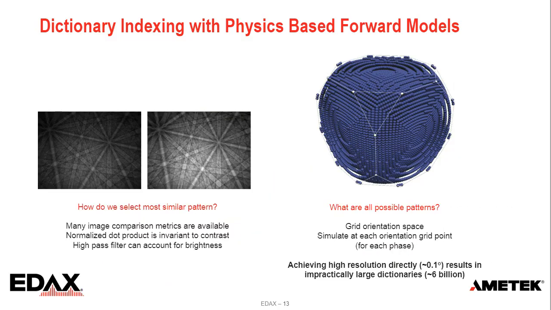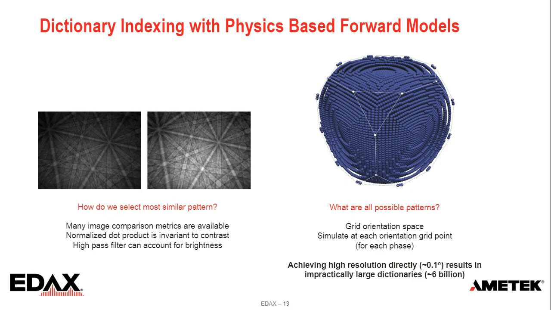So the answer to the first question is very simple. You just use some image comparison metric. You can use anything you want. In general, people have used normalized dot product for two reasons. One, it's really cheap, and you're going to have a lot of patterns to compare against, so you want something that's fast. And it's also invariant to contrast adjustments.